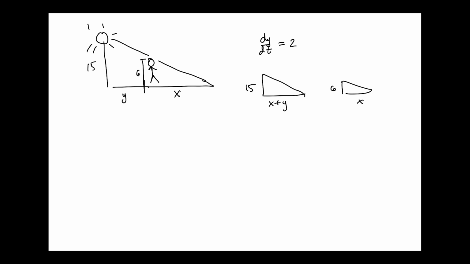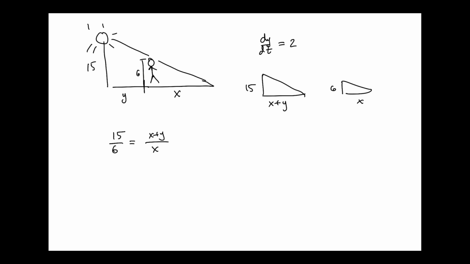Namely, we can set up a proportion. There are a lot of ways we could set up this proportion, but let's do, for example, 15 over 6 equals x plus y over x. If the two triangles are similar, then the corresponding parts are proportional, and this equation is one way to write that proportion. It's not the only way, but that'll work. We could have also done 6 is to x as 15 is to x plus y, but same difference.